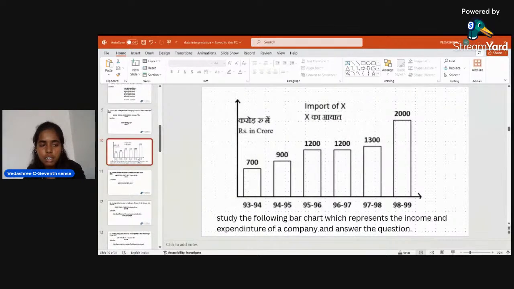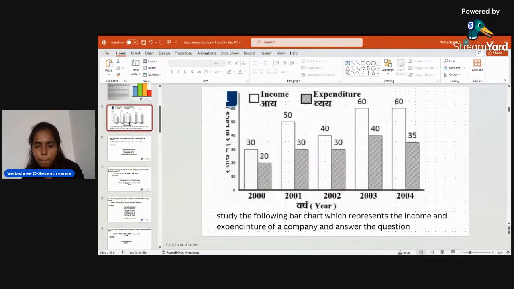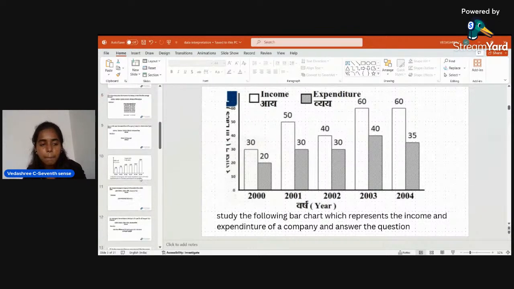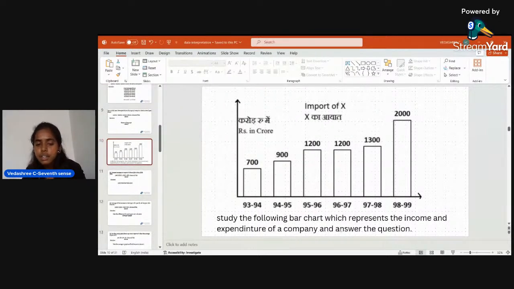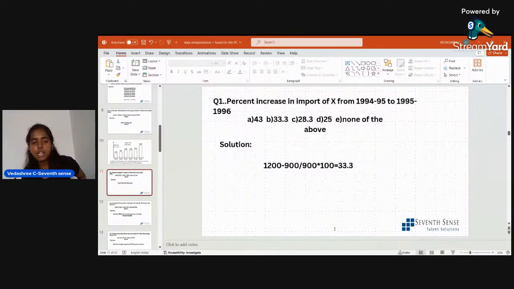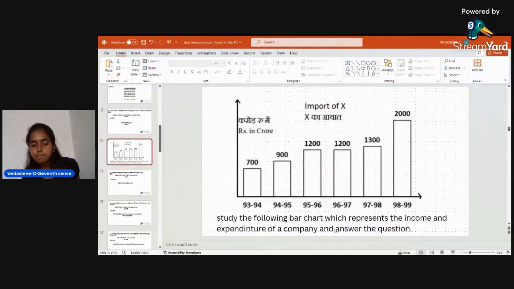So next, we'll move on to the second bar graph. So this is also the same. 2001. Oh yeah, 2001 also. So next question, the second bar graph. Study the following bar graph which represents the income and expenditure of a company and answer the question. So next, what is the first question here? First take a screenshot of this bar graph, then solve the questions.